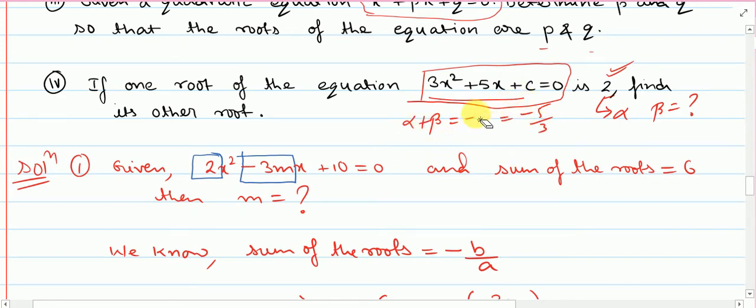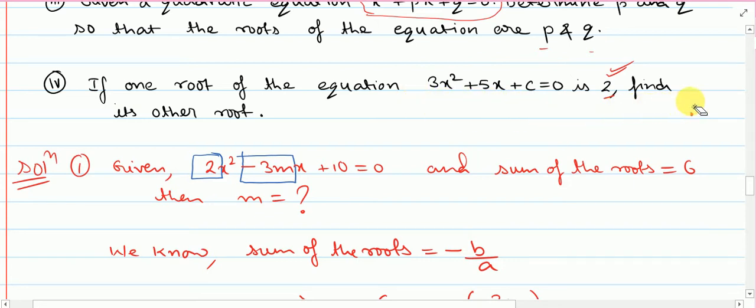So alpha plus beta will be this much, means sum of the roots will be this. But out of these roots, one is known to you. So this is 2. So you can easily find the other one. Yes, by taking this 2 to the right hand side. So I have given you hint for this, and this will be your homework.